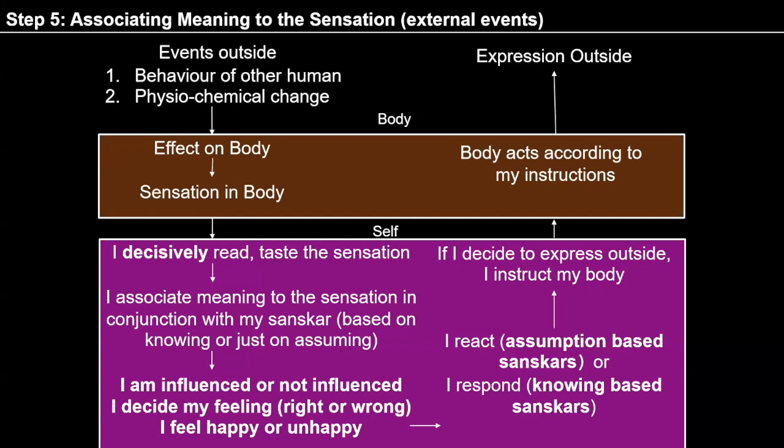So I am aware that I am reading those sensations. I am aware that I am giving meaning to those sensations. I am aware that I am influenced now. I am aware that I am feeling happy now. I am aware that I am giving reaction now. But I am not aware of my potential. Potential to be in a state of pure observer. And with that state of pure observer, I can see my sanskar unaffectedly.